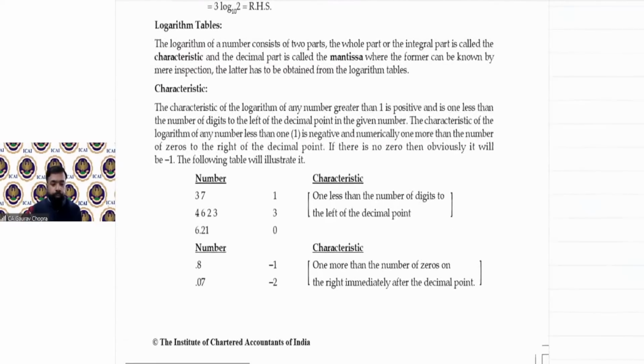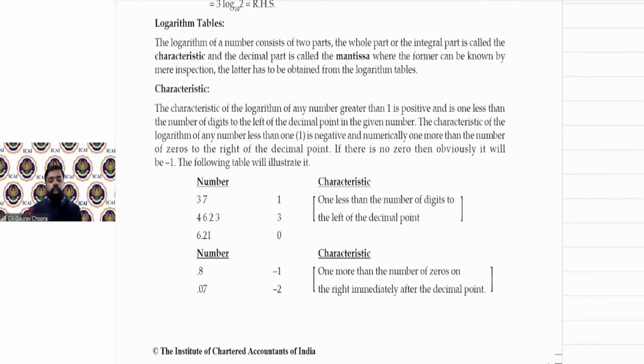Okay. Now, this is the logarithmic table. We don't have to learn the way of understanding the table, just going through it in short. The logarithm of a number consists of two parts. When we calculate any logarithm, there are two parts. First is the whole number part, or the integral part, which is known as characteristic. And the second part is the decimal part, which is known as mantissa.